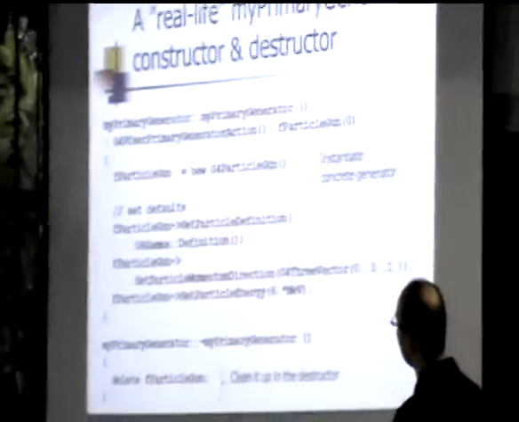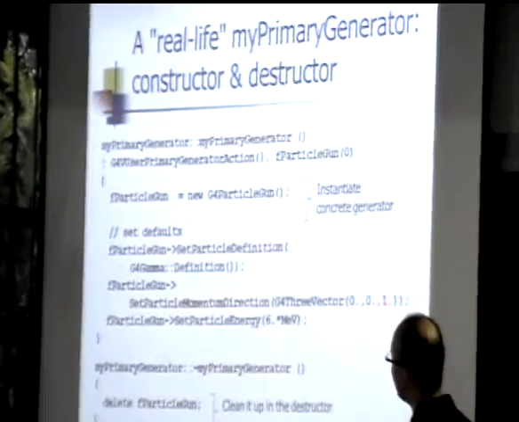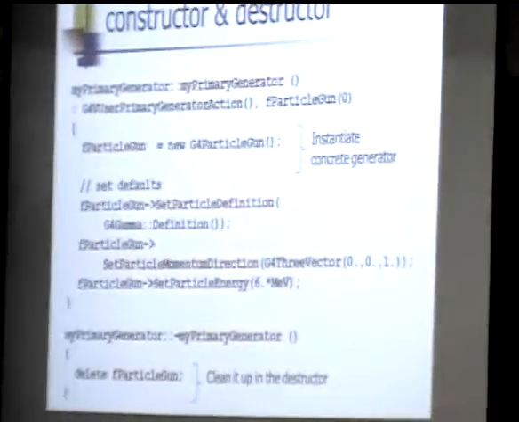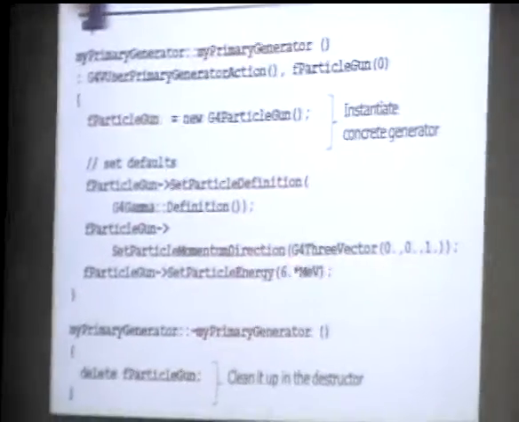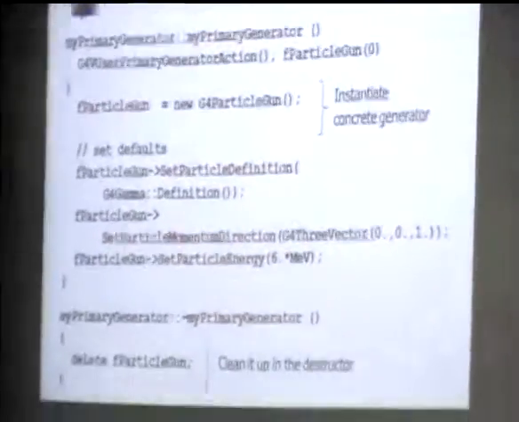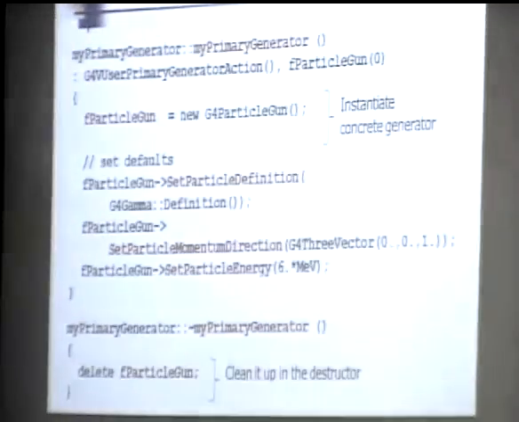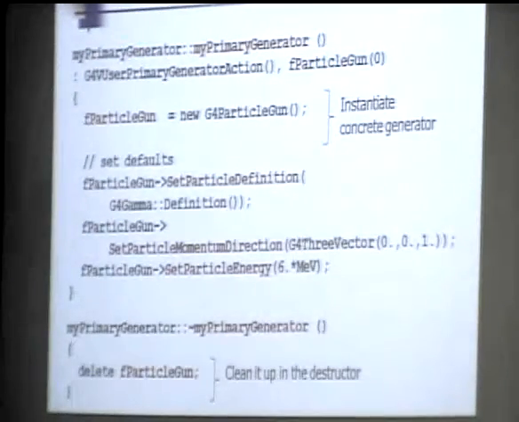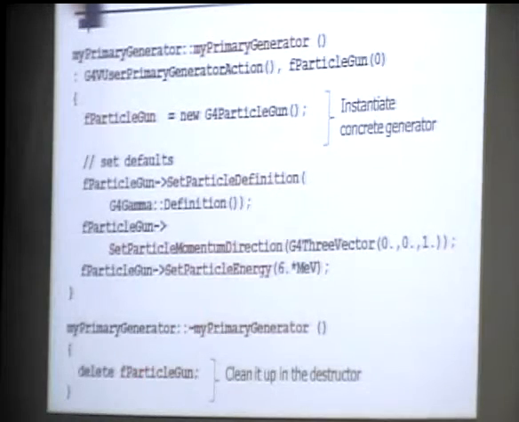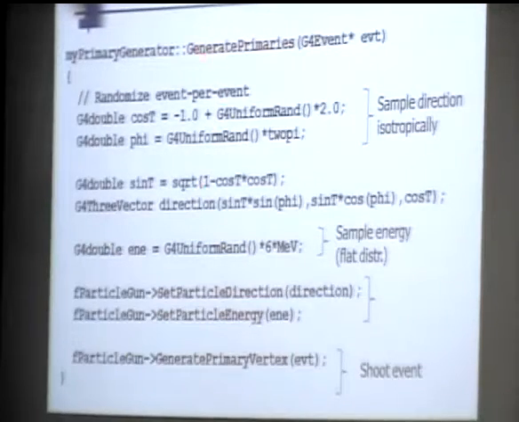The defaults in this case will be a gamma ray going in the Z direction, which is (0, 0, 1), meaning the Z axis direction, and 6 MeV energy. So this is the default particle which is shot, defined in the constructor of the class. Then in the destructor of the class, you just clean up the particle gun. So this is the initialization of the primary generator. Then you have GeneratePrimaries.